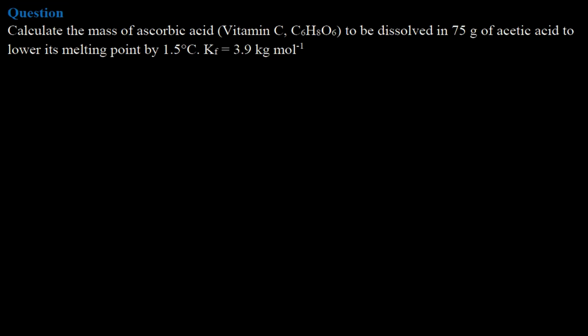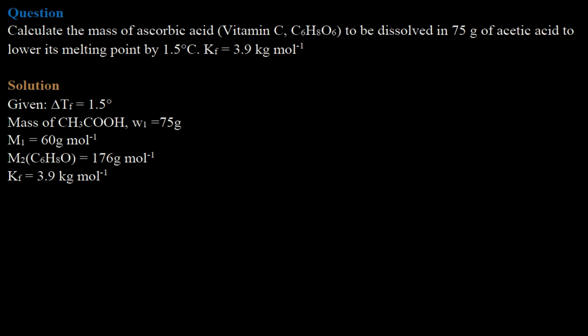The next question is based on the depression in freezing point. So the question is, calculate the mass of ascorbic acid, the formula is given, to be dissolved in 75 grams of acetic acid to lower its melting point by 1.5 degrees Celsius. Similar type of question that we have done earlier. There it was related to elevation in boiling point and you were asked to calculate the mass of the solute. Here also it is the mass of ascorbic acid that you have to find out so that the melting point is lowered by 1.5 degrees Celsius.